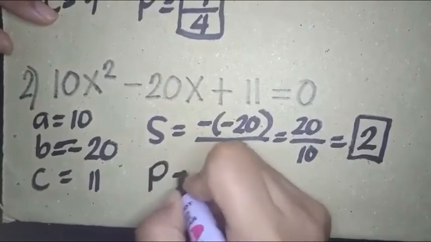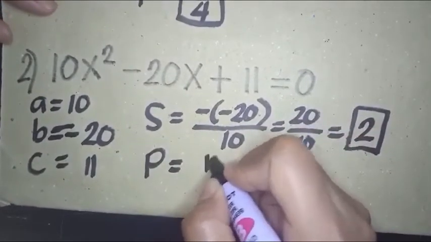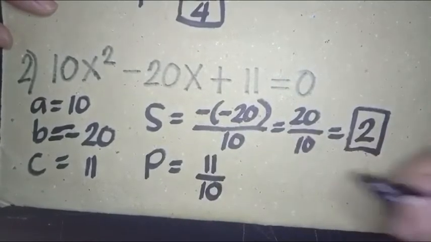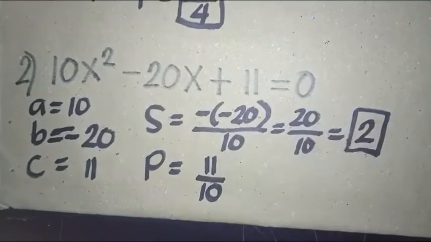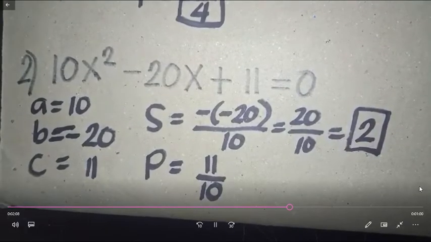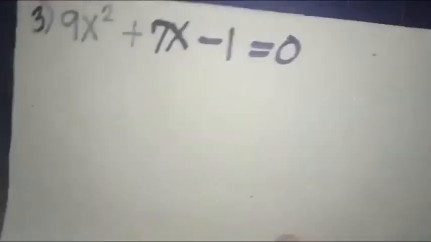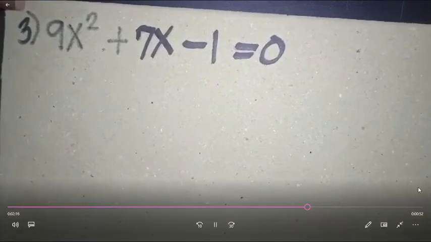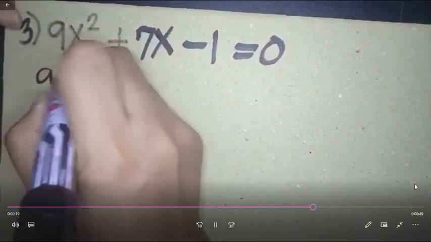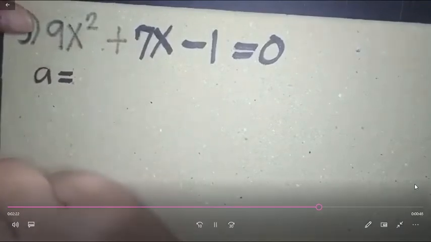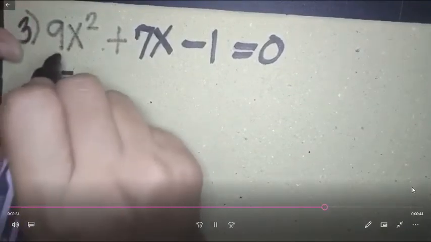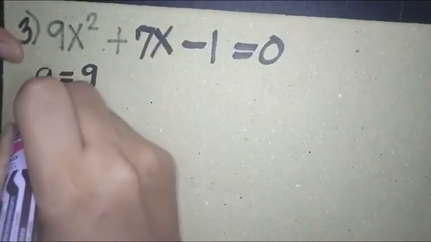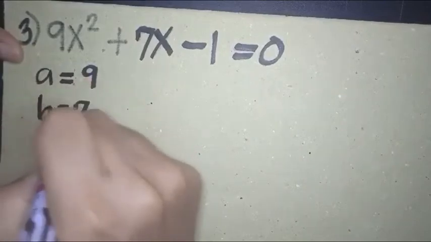For our product, we have c, our c is 11, over a, which is 10. So, therefore, our product is 11 over 10. Okay? Another, if we have this, 9x squared plus 7x minus 1 is equal to 0. Okay? So, again, to get the sum and product without actually solving for the roots of the quadratic equation, we have a as 9, our b is 7, and our c is negative 1.